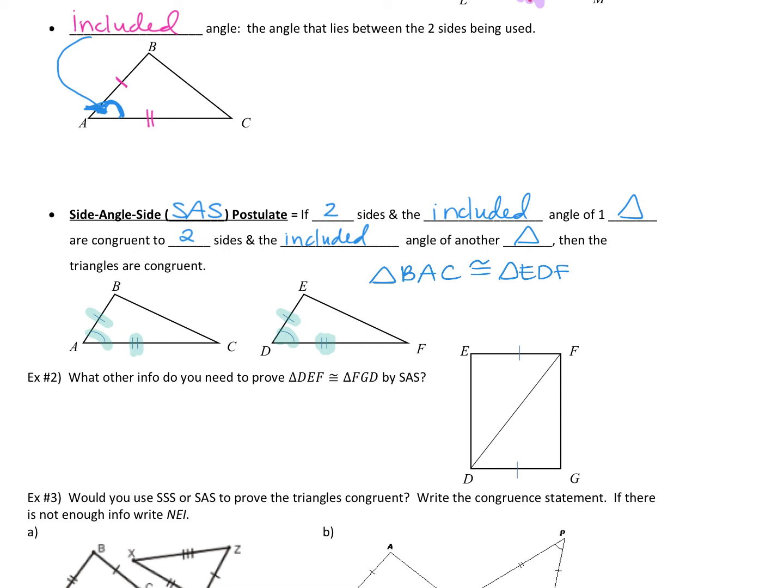So BAC is congruent to EDF. BAC is not congruent to FDE, right? You have to name them in a corresponding order by the side angle side postulate. You have a side, an angle, and a side that matches up with a side, an angle, and a side.